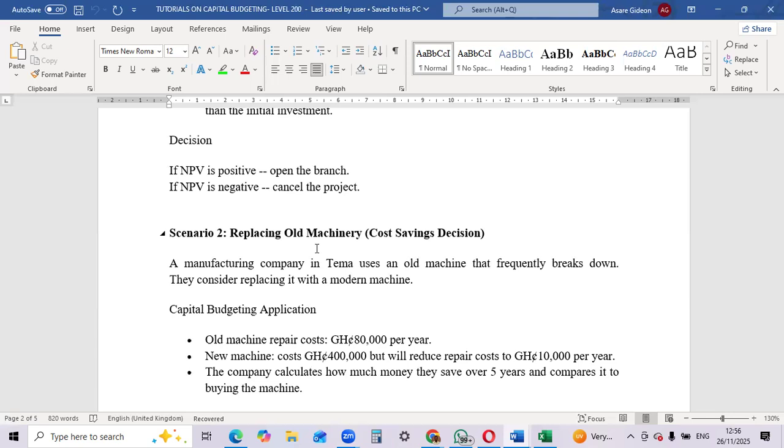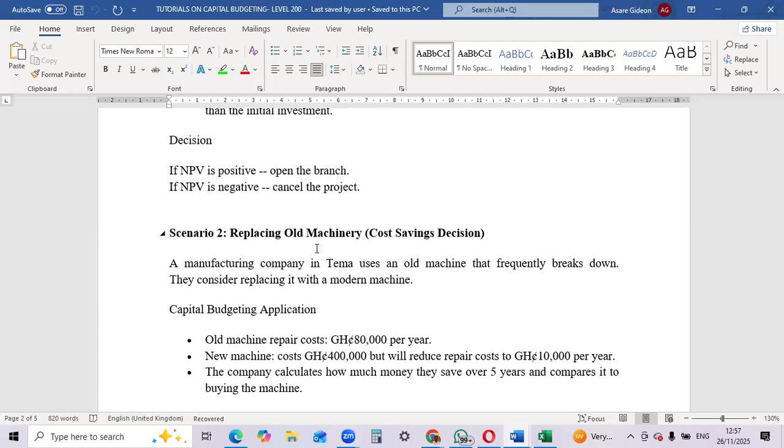Old machine repair cost is 80,000 per year. So now when you try to maintain the old machine that we have, we are going to incur 80,000 per year. Every year, it means that we're going to spend 80,000 cedis on that old machine. Now, when we decide to buy a new machine, which is 400,000 cedis, we'll reduce repair cost to 10,000 per year. Are you getting the point?